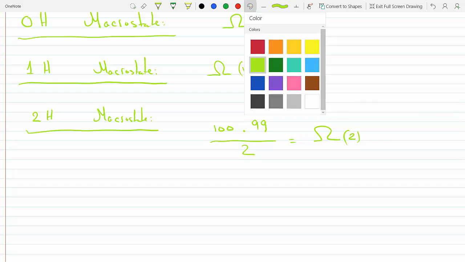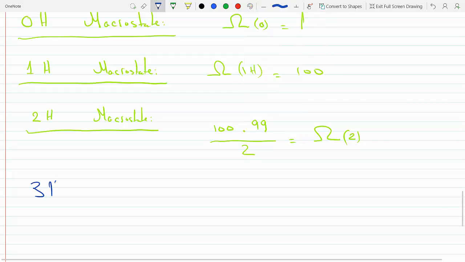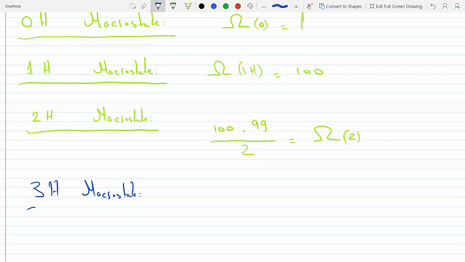Actually, let's do the 3, then we'll generalize this argument to the fundamental theorem of combinatorics, or the formula of combinatorics. Let's say I want a 3 heads macrostate, right? By the same exact reasoning, I have 100 choices on the first. I have 99 choices on the second, because one of them I would have already counted, because the first one is heads up. So that would be 99 on the second, and then I would have 98 on the third, and of course all these are multiplied by each other.